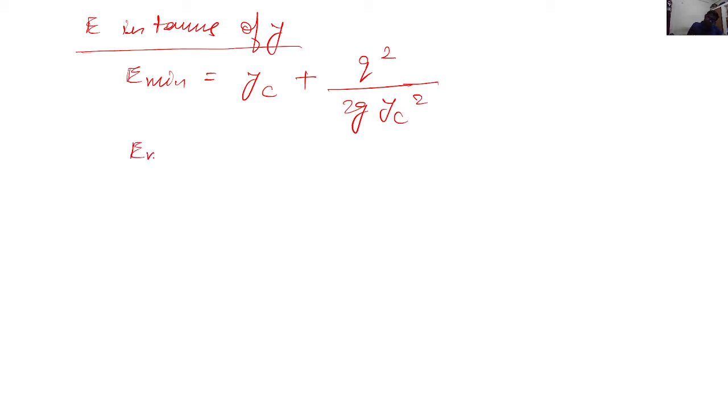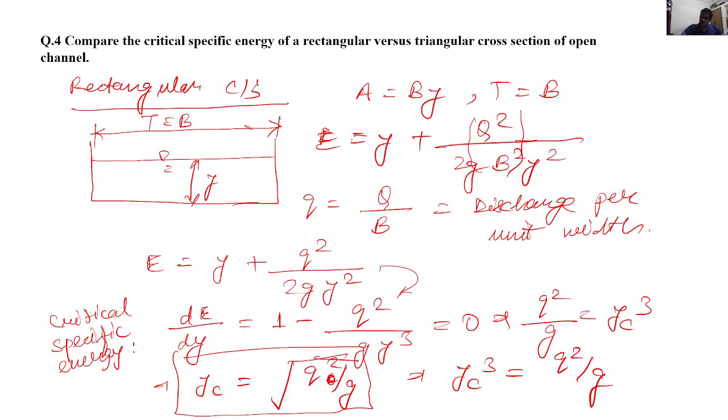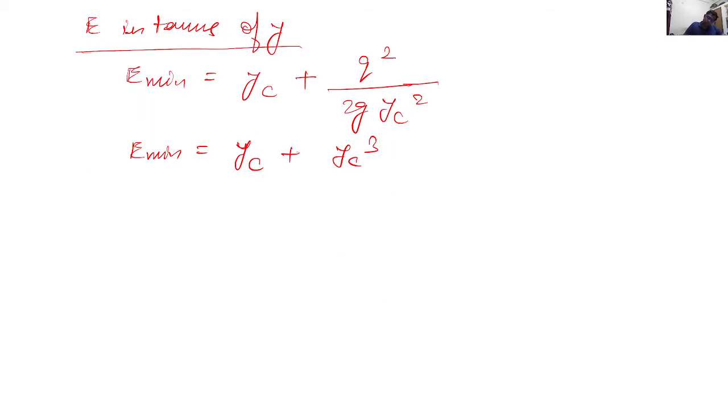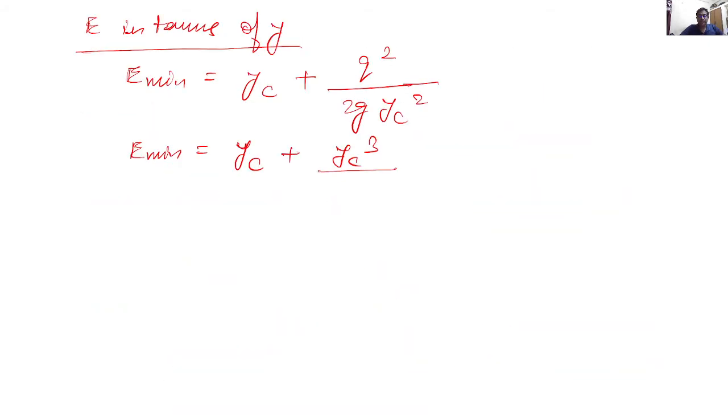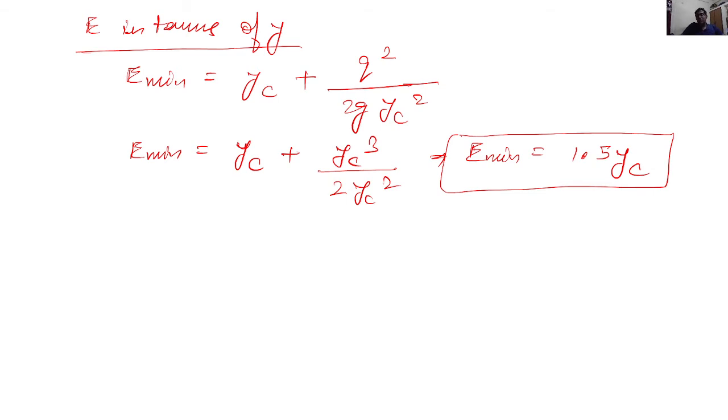So E min can be represented as yc plus yc cube. Why yc cube? It comes from this expression: yc cube is equal to q square by g. So q square can be represented as yc cube times g. So it is yc cube by 2 yc square because the g gets cancelled. So this implies that the minimum energy or the critical specific energy happens to be 1.5 times yc. So this is a very generalized expression for rectangular cross section.